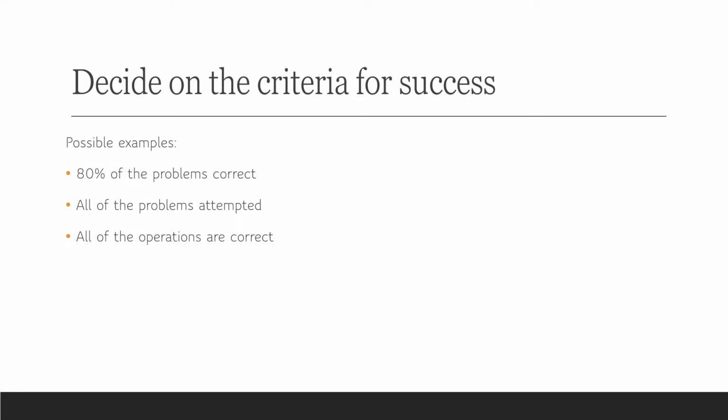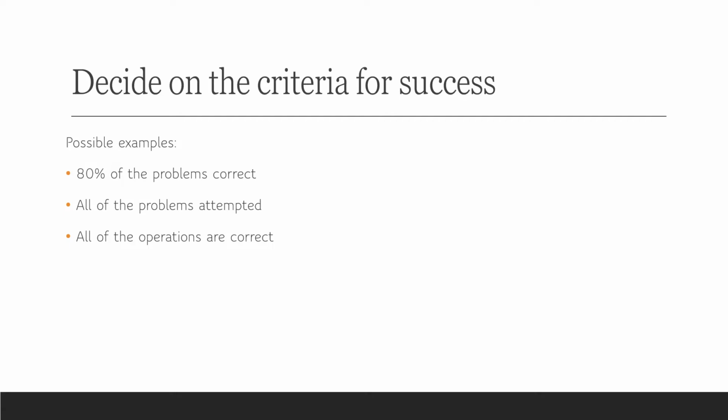The criteria for success is not in the standard usually. It's something that you have to decide for your students based on where they are within the school year. Remember that the standards are supposed to be achieved by the end of the school year. So it's okay for your students to not be successful at that standard in the beginning of the school year. You're just working on it.